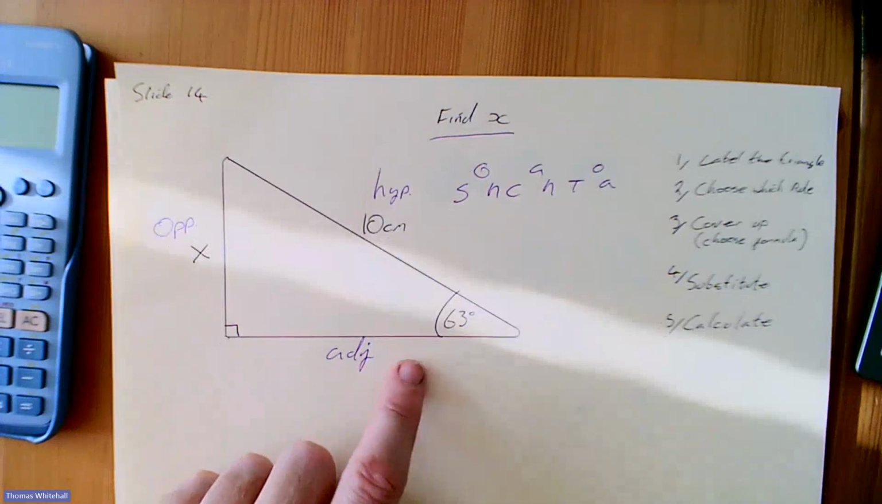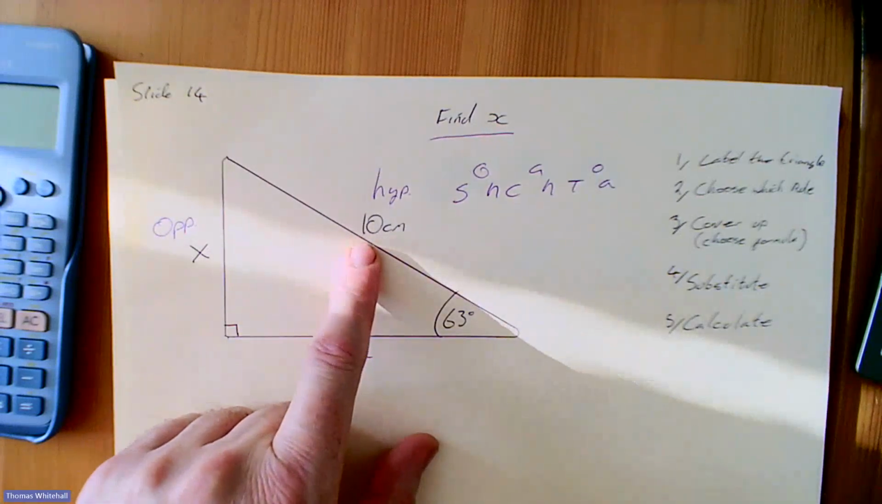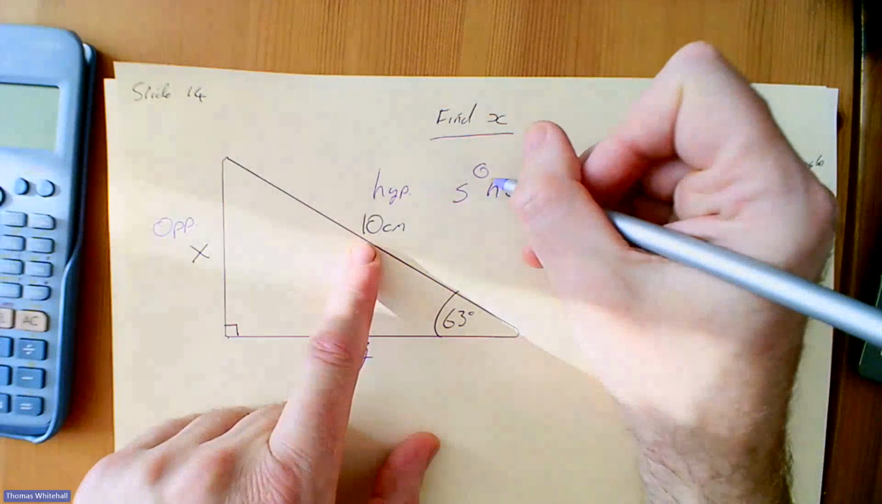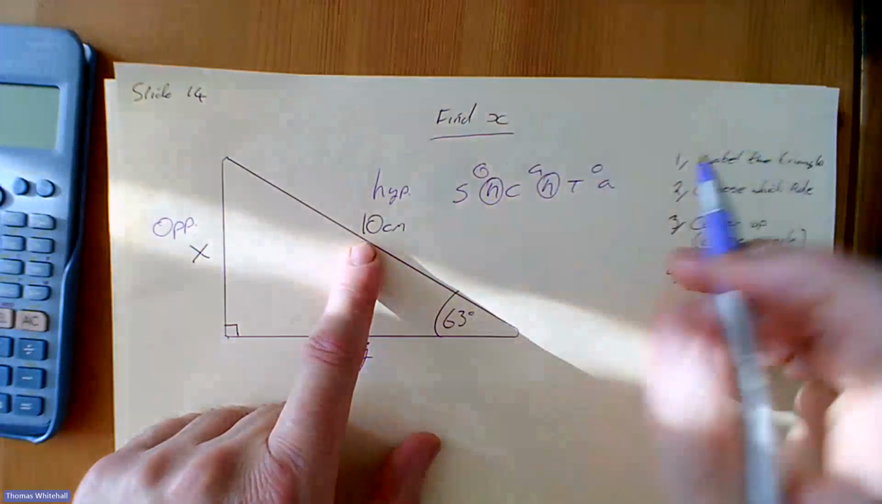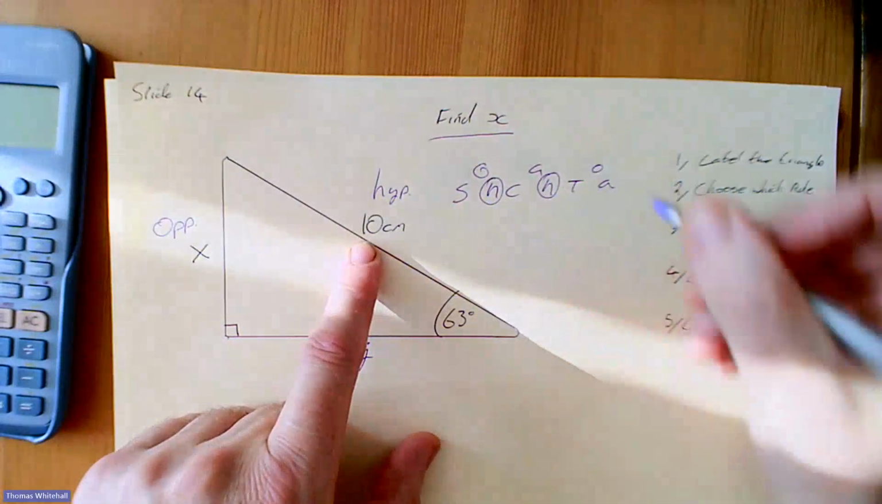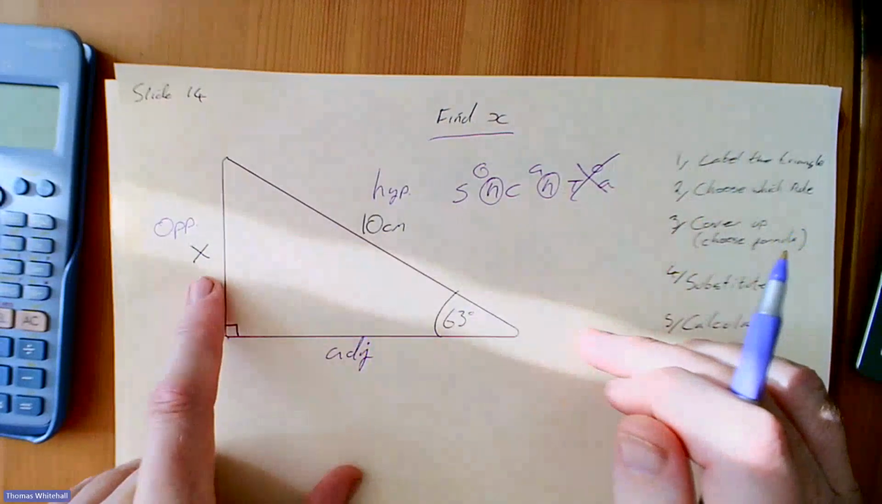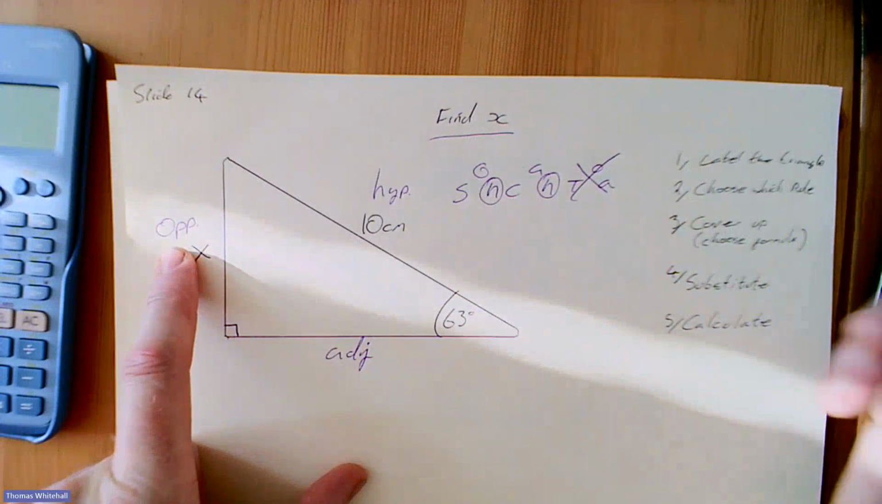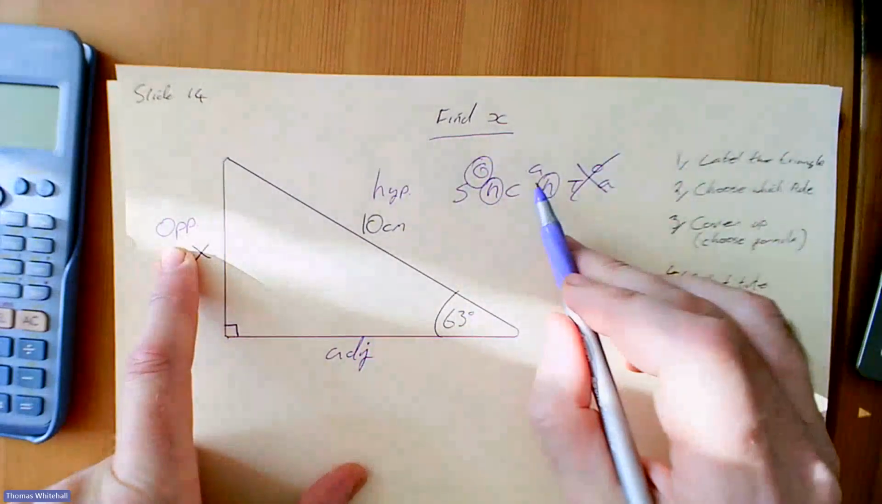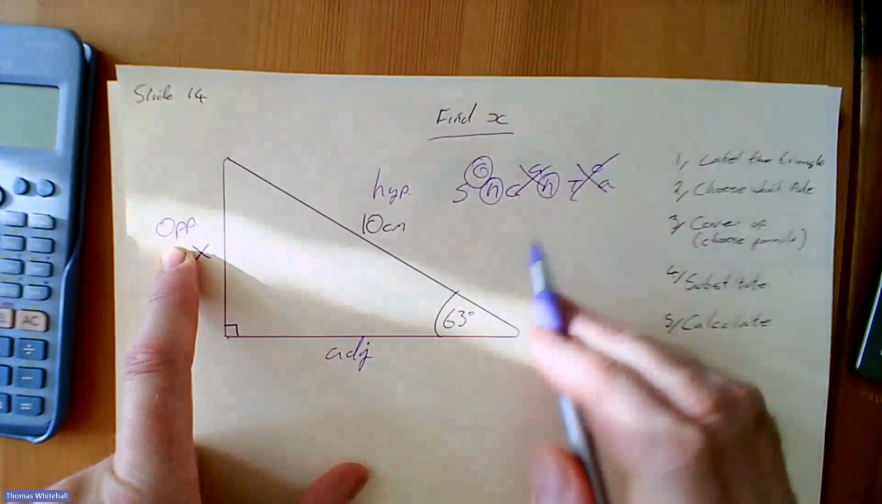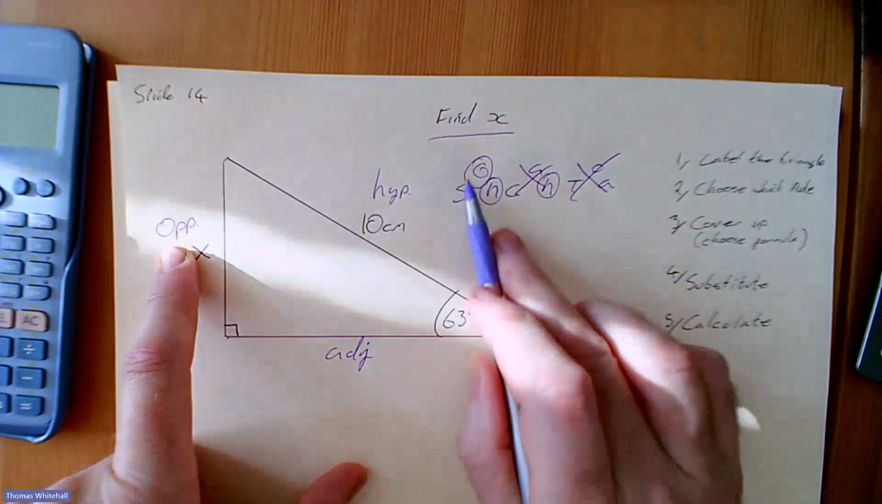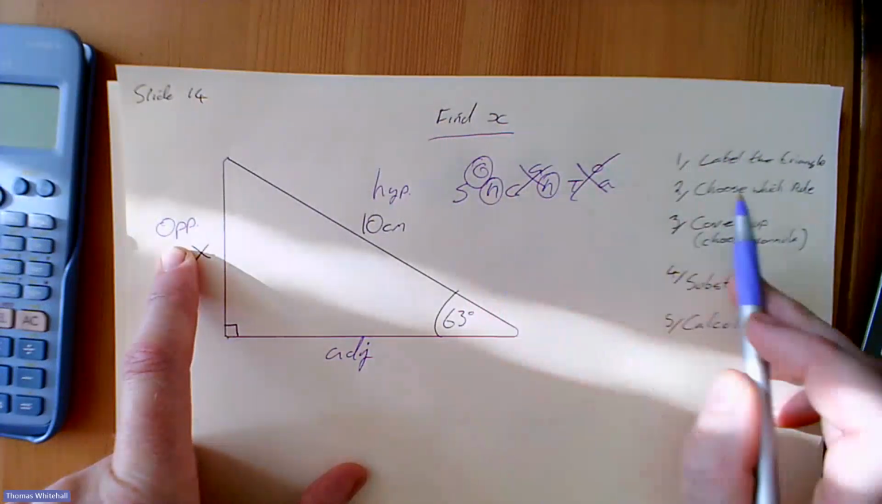And what we can do, again, let's look. We're given the hypotenuse. So we've got it there, and we have it there. But it doesn't appear in tangent, so get rid of that, it's gone. And we're asked to find x, which is the opposite side. So we're after O. Now, O appears there, but it doesn't appear there. So that's gone. So we know we're using the sine rule, okay?